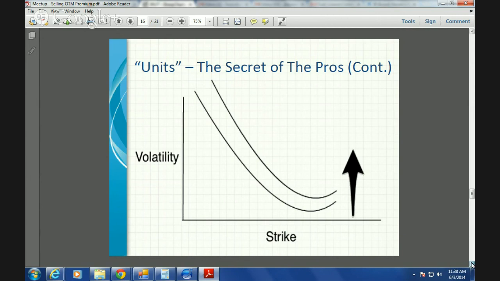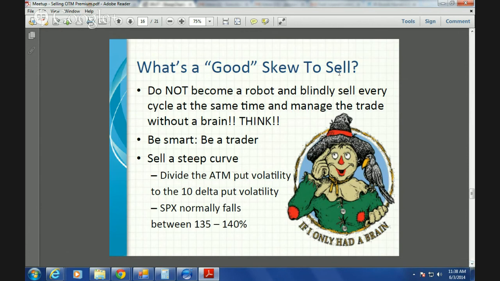Next time we'll pick up on what's a good skew to sell, and I'll talk a little bit about that.